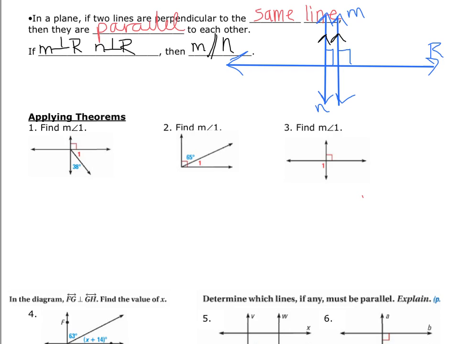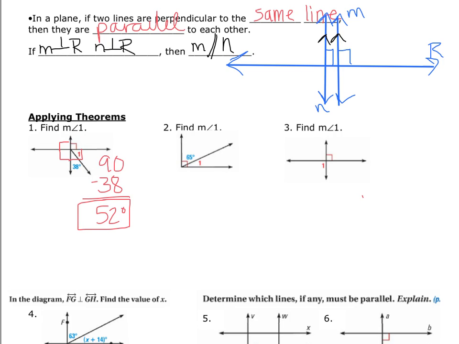Now, I know that was a lot of drawings and a lot of situations, but it actually makes the questions a lot easier. So let's apply the theorems. Find the measure of angle 1. This one wants you to apply that if there's one right angle, then there are four right angles. So all of these other ones are right angles. To find the measure of angle 1, all I have to do is 90 minus 38, and what is left is 52 degrees. That's the measure of angle 1.